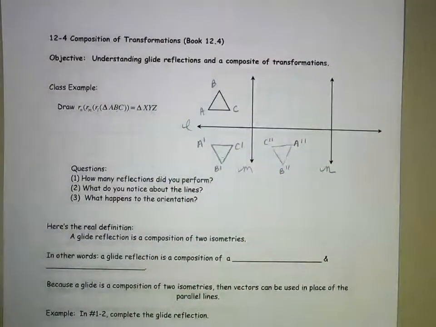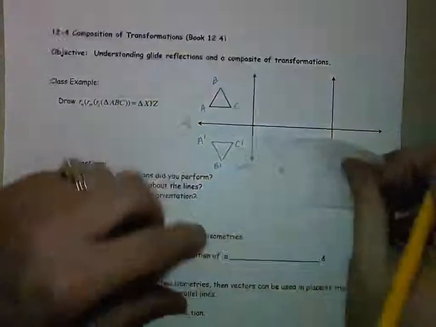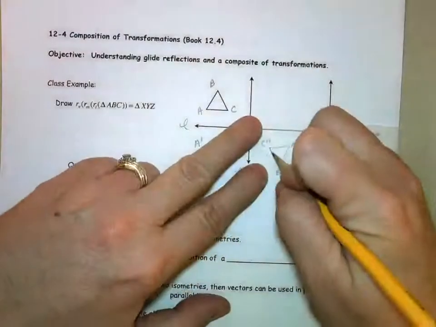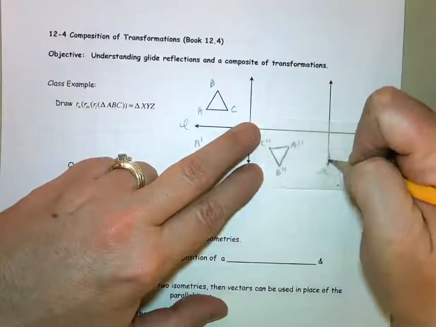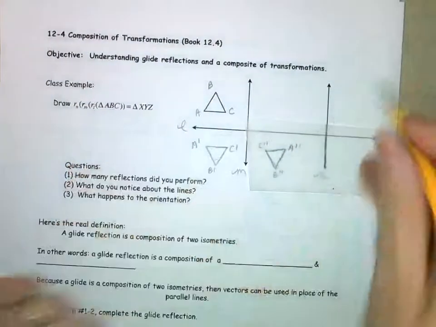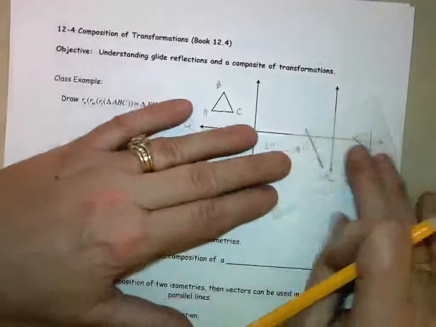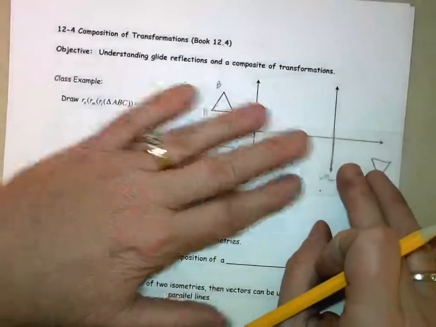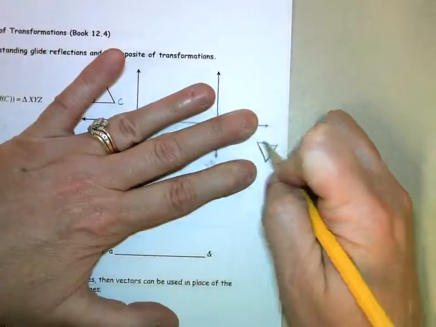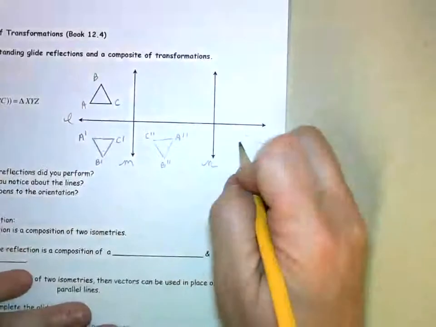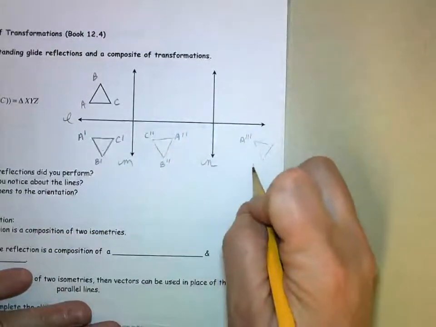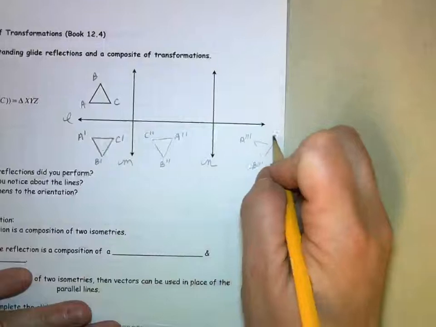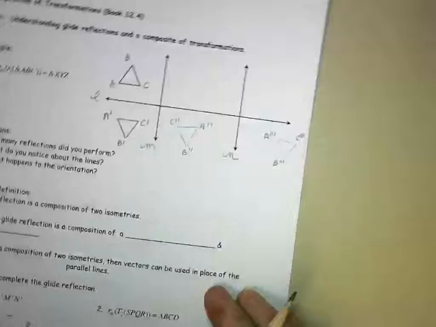And then the last one is to take that triangle and reflect it over line N. So there's the triangle, and here's line N. And when we reflect that, sorry, hope you can still see this, we have triangle A triple prime, B triple prime, C triple prime.